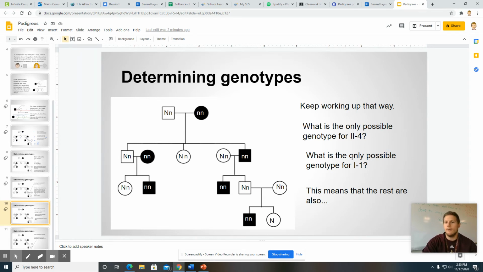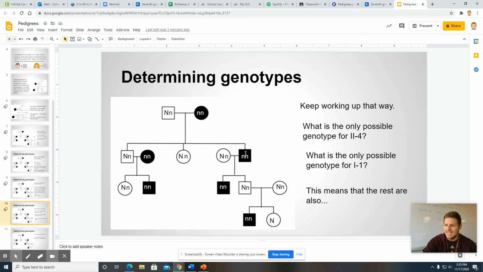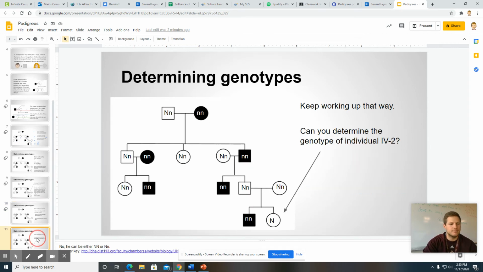So now, what is the only possible genotype for 2-4? The only one that could be is the lowercase n, because they pass down that trait to their offspring. Remember, we get one from our mother, one from our father. The mother had to have passed down that lowercase n, or that webbed foot gene, right? So now, what is the only possible genotype for 1-1, which is up here? For them to pass down and have a child with the webbed foot gene, the only thing possible is the lowercase n, okay? They had to have at least one because they have a child with that. They had to get one from their mother, one from their father.